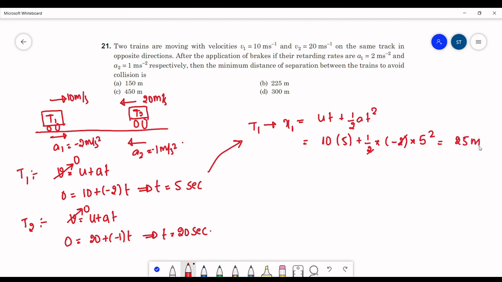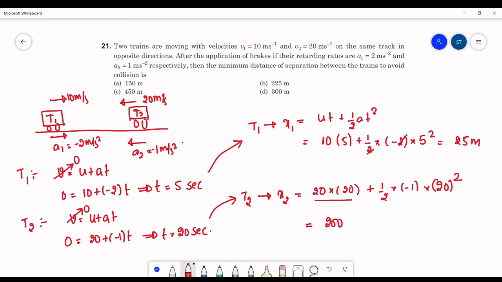Similarly in this 20 seconds, let us assume this T2 train is going to travel a distance of x2. So this will be equal to ut, which is 20 into 20 plus half at square, half into minus 1 into 20 square. So this is 400 minus 200, which will be 200 meters.